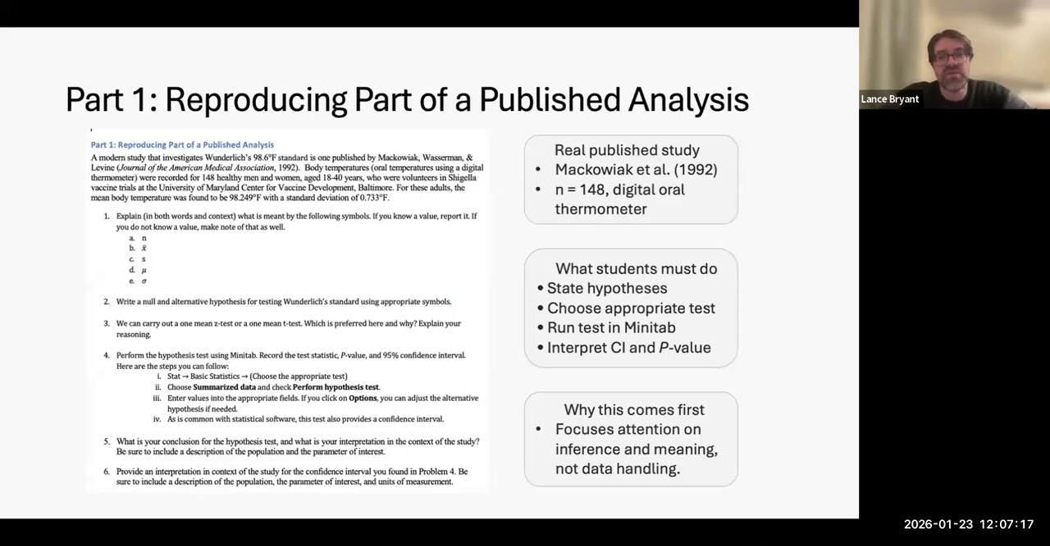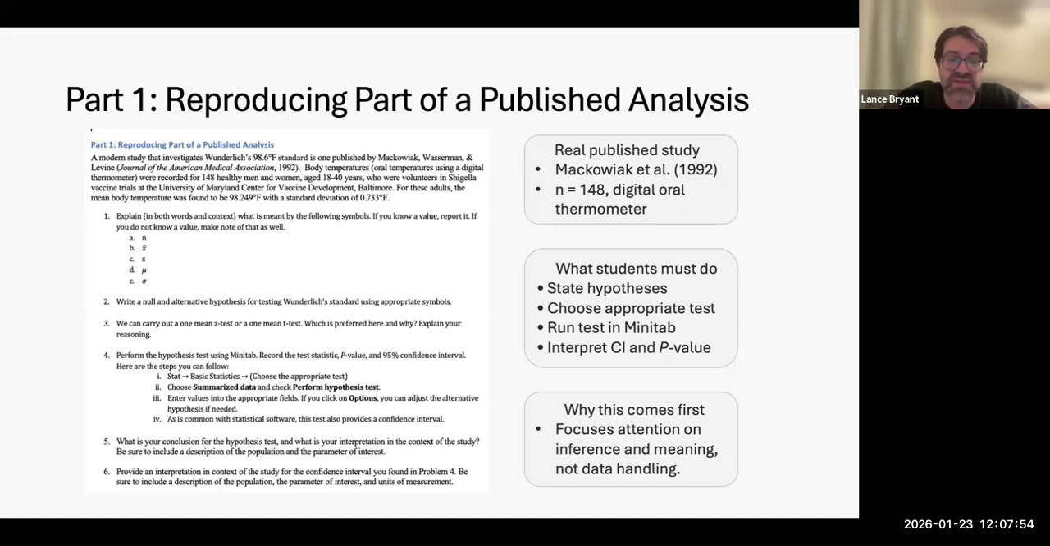All right, so part one, where they reproduce a published analysis. We had this study from 1992. It used an oral thermometer, and we had 148 participants. And this one, we used the summary statistics. We had a mean body temperature of about 98.2 degrees Fahrenheit and a standard deviation of about 0.733 degrees Fahrenheit. And so the students took the sample statistics there and ran that in Minitab.